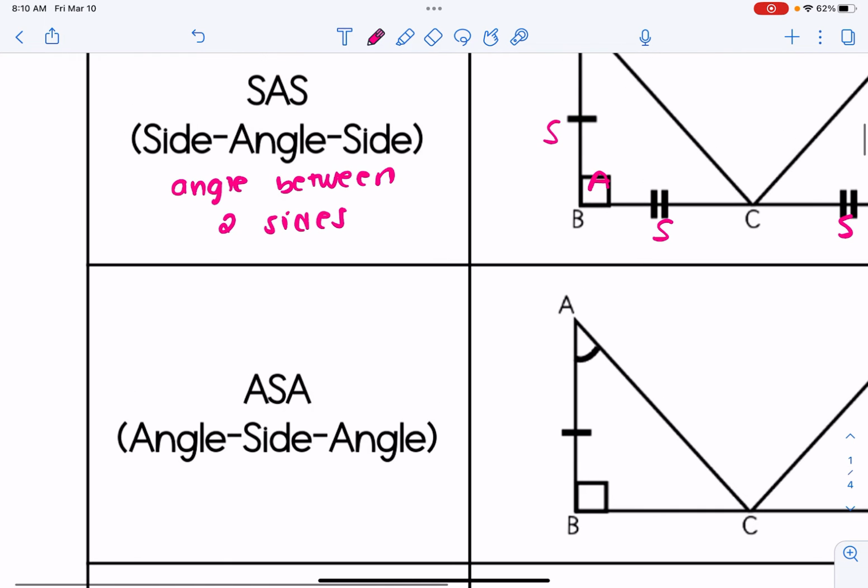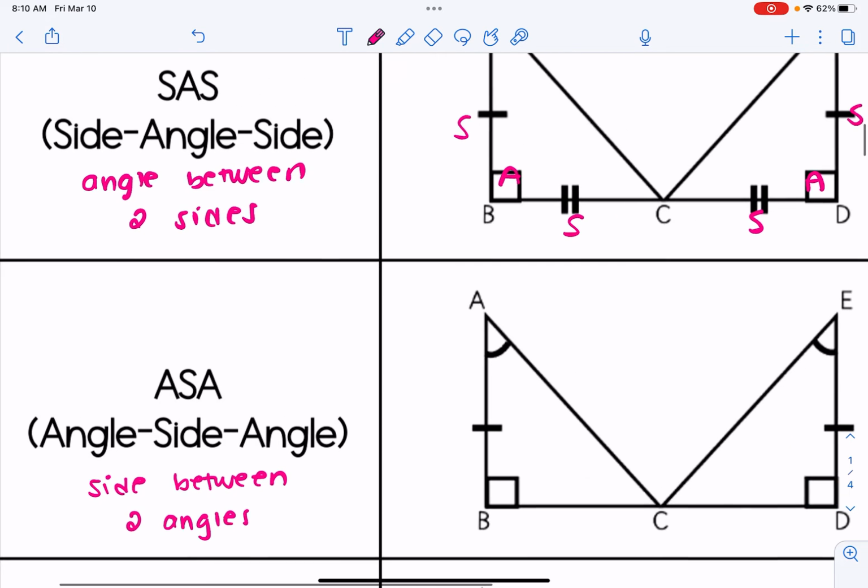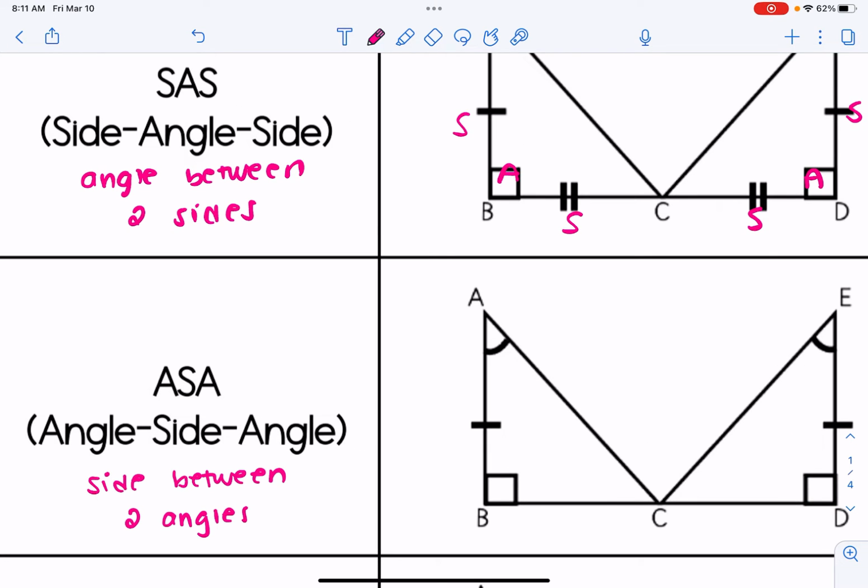Next, angle, side, angle is basically the reverse. So we want the side to be between the 2 angles. If you look at our first illustration of that, you could see here's the angle that's marked off, here's the side marking, here's another angle marking, and the side is right between them. You could also think about it like they're all in a row.